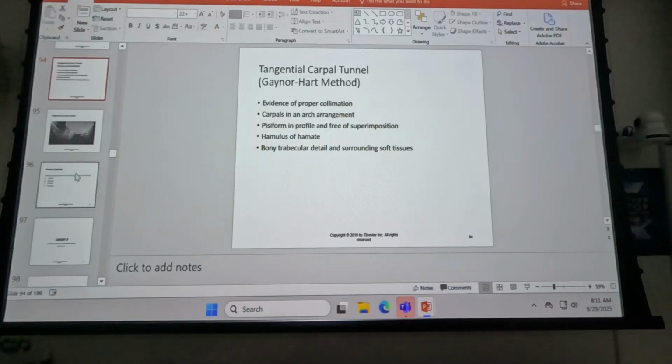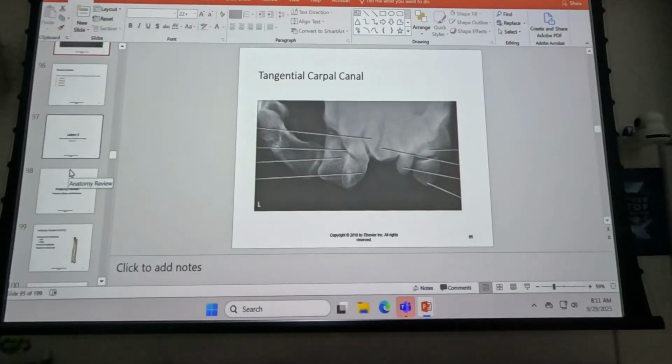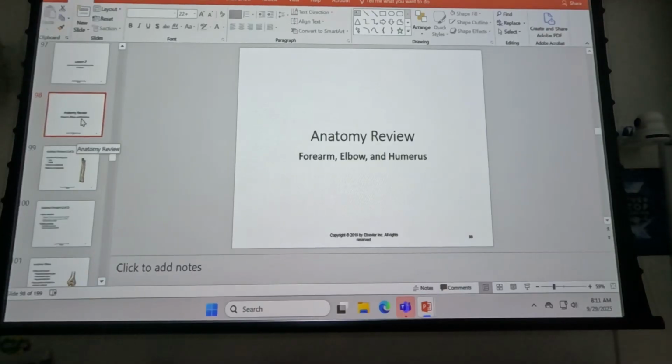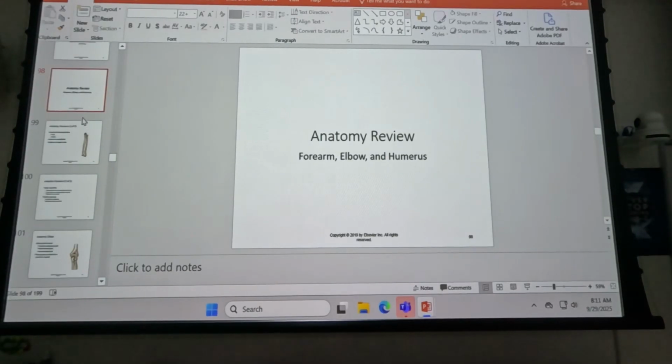All right, so we're going to skip through our carpal canal, and we're going to go into our forearm, elbow, and humerus. So some of these things we're going to talk about kind of at the same time because some of the positioning is going to be identical on some of these. So we're going to kind of combine some of them.